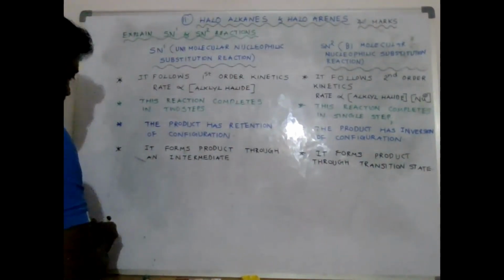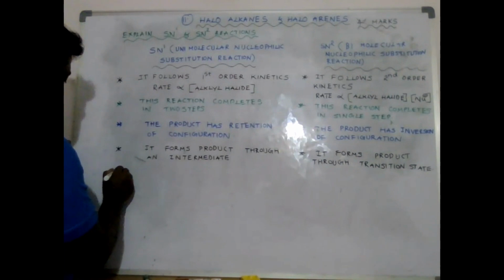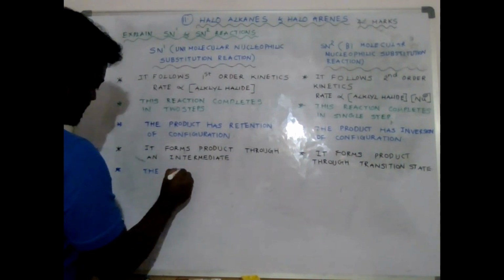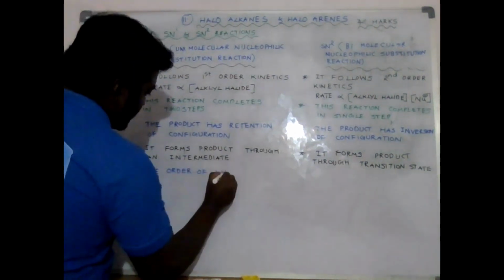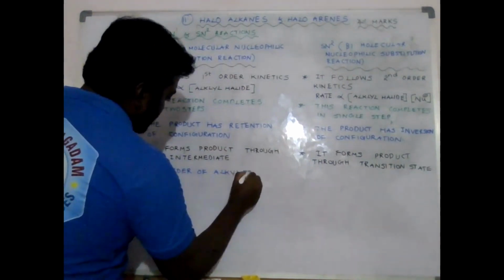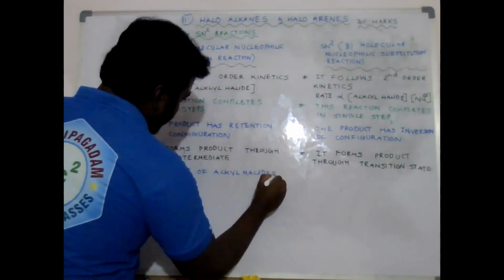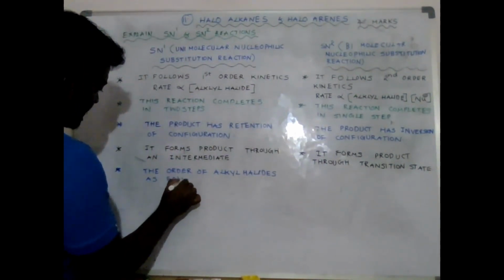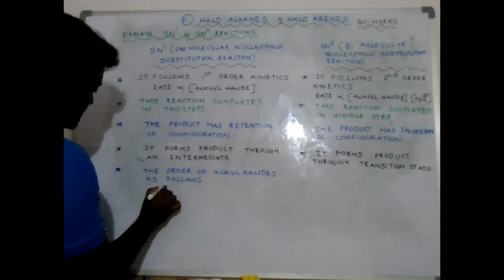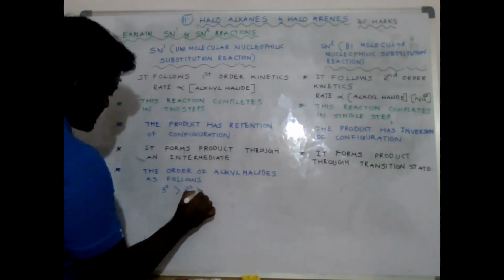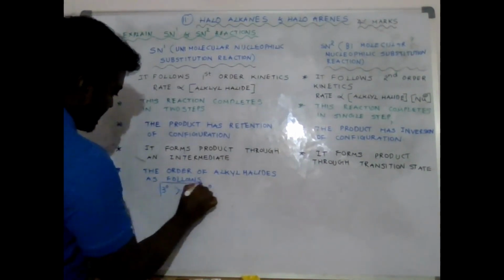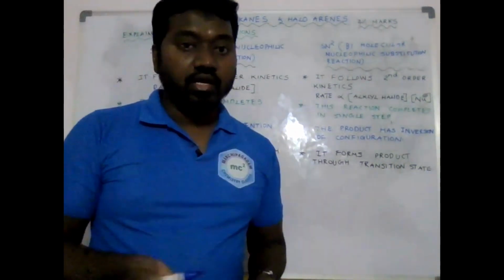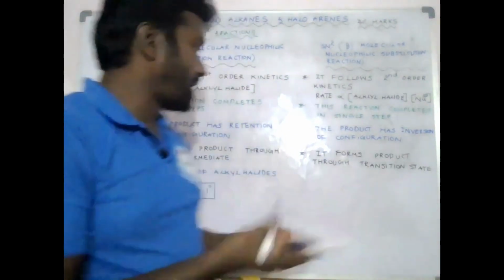Okay, and one more important point is here. The order of alkyl halides is as follows. Tertiary is greater than secondary is greater than primary. So in the SN1 reaction, tertiary alkyl halides are more reactive. In SN2, we can say that primary, right?